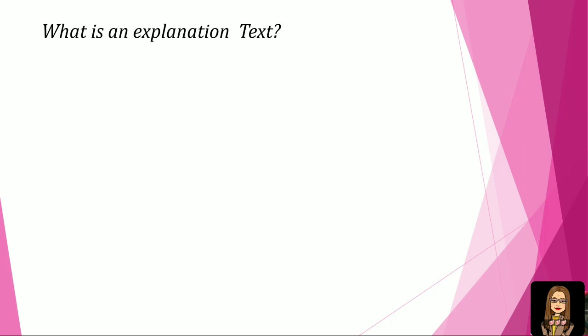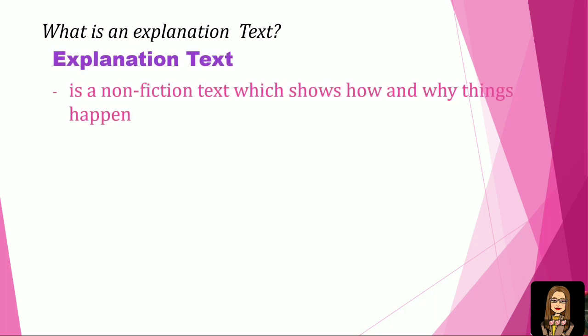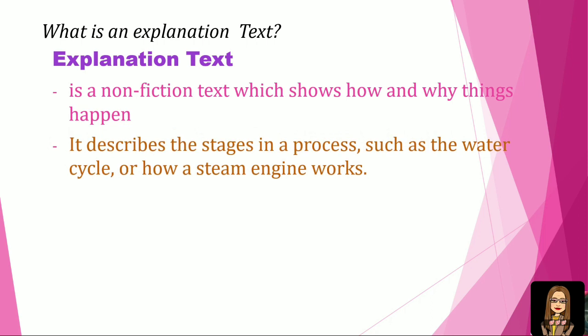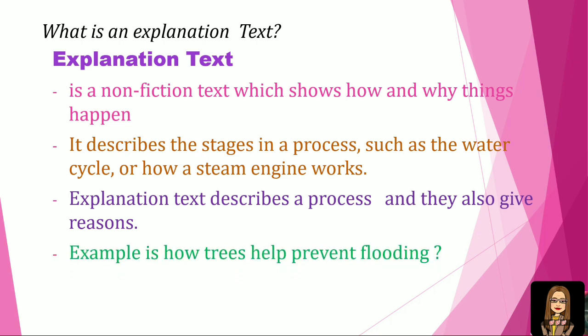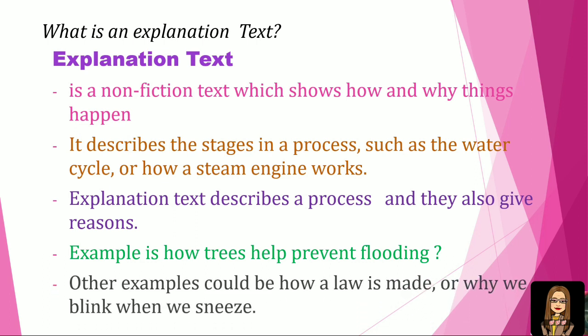What is an explanation text? Explanation text is a non-fiction text which shows how and why things happen. It describes the stages in a process, such as the water cycle, or how a steam engine works. Explanation text describes a process, and they also give reasons. Example is how trees help prevent flooding. Other example could be how a law is made or why we blink when we sneeze.